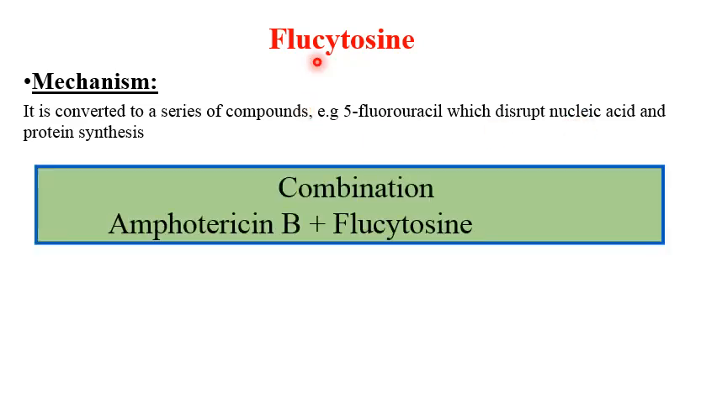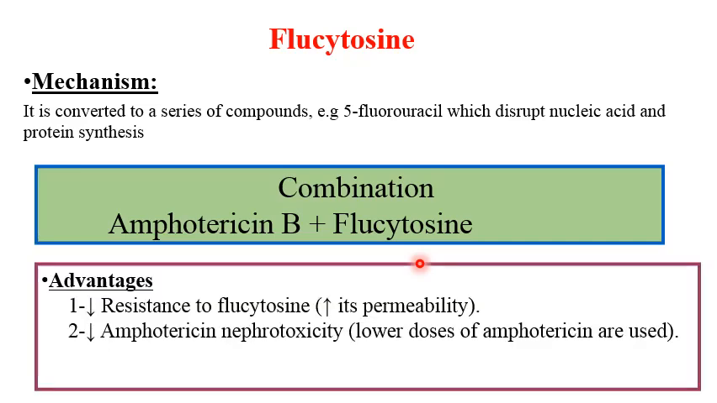Flucytosine is used in deep fungal infection, commonly in combination with amphotericin B, and this is an important and famous drug combination in pharmacology and in medicine, flucytosine plus amphotericin B. Why? At first, flucytosine will decrease the amphotericin B nephrotoxicity, as when they are used together, they potentiate each other. I can use a minimal dose of flucytosine plus a minimal dose of amphotericin B. So, by decreasing the dose of amphotericin B, this will decrease its nephrotoxicity, and also they potentiate the action of each other.